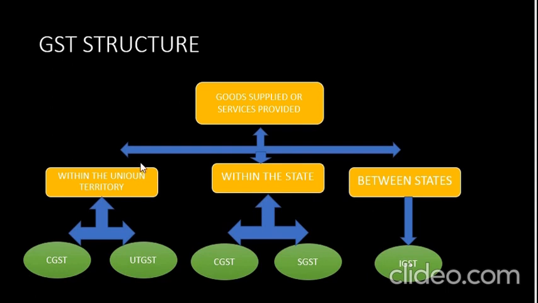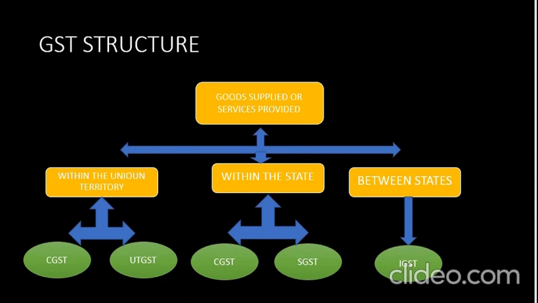Next, when it comes to Union Territories, both CGST and Union Territory GST will be charged. When it comes to exports, that is from Bengaluru to Paris, then no taxes will be imposed on it. So this is the structure of GST.